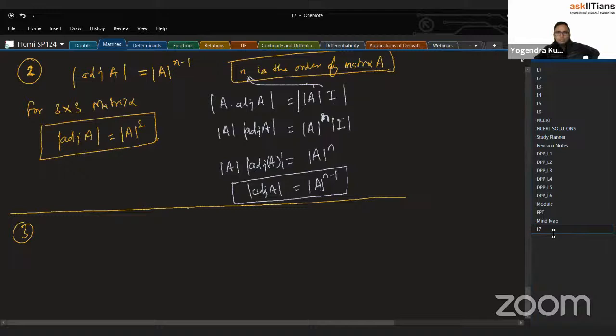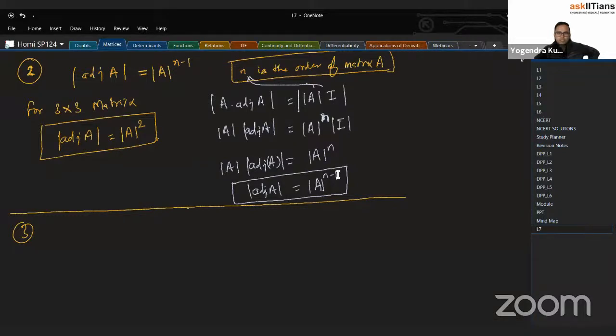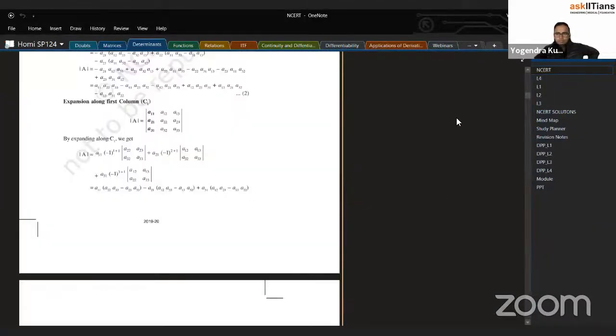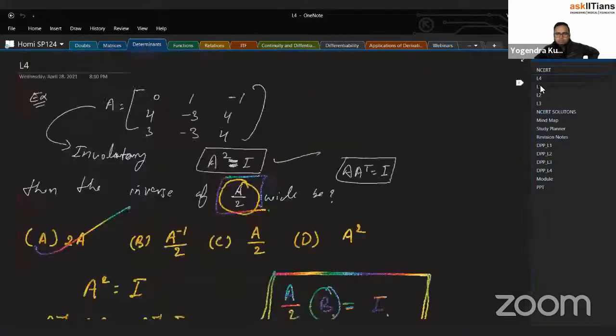For JEE, these are very, very important. There are many questions which can be asked. But as of now, these are very basic properties which you have to remember. One second. Here also it should be lecture number 4.